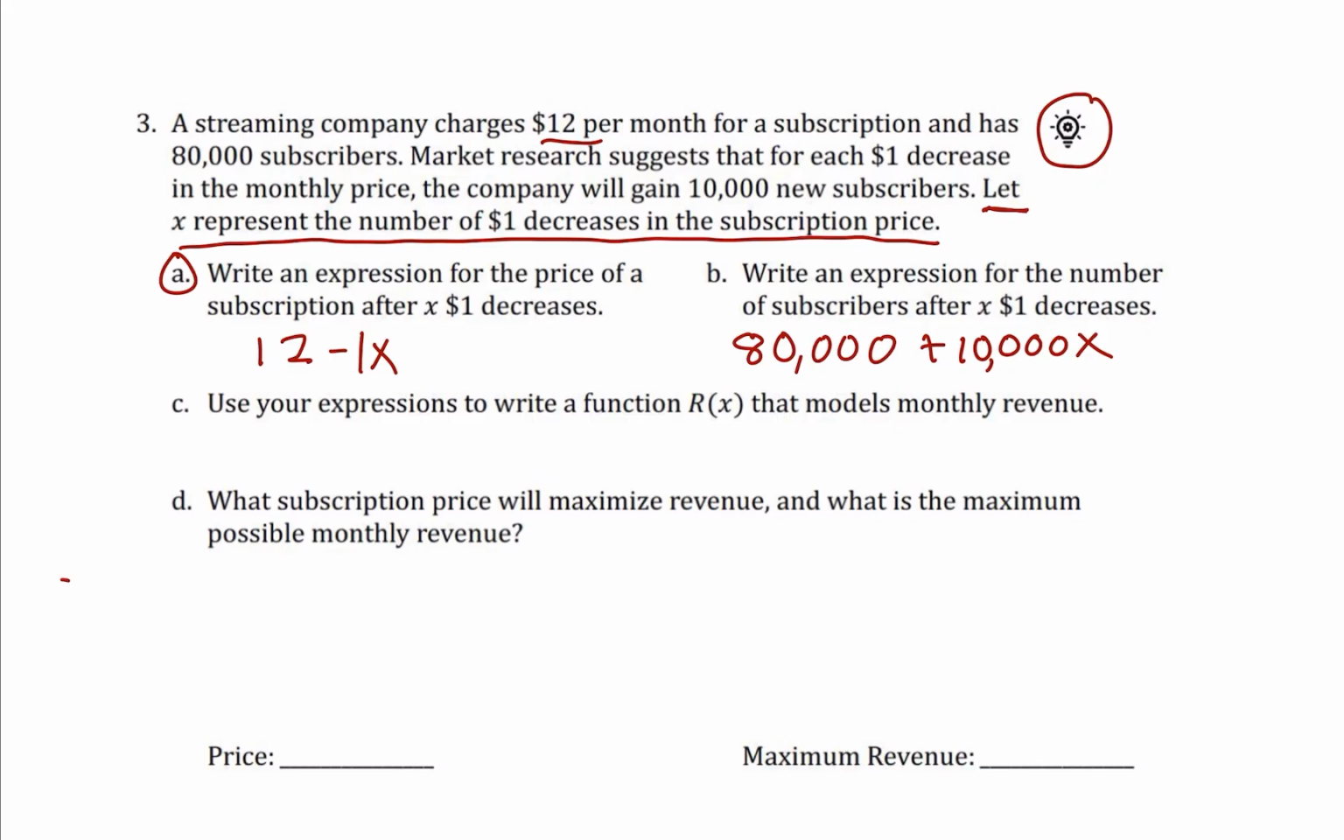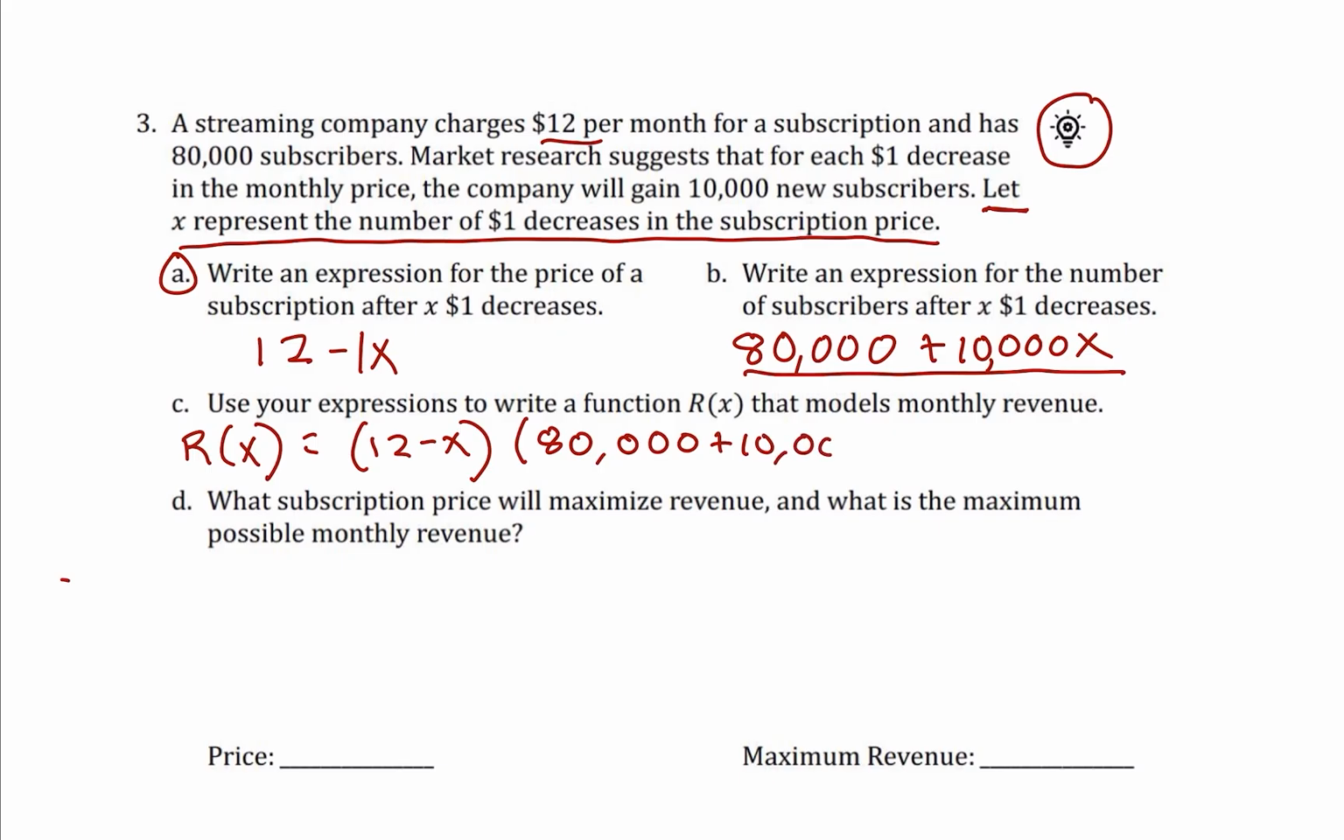So now we're going to say the revenue that we have, the revenue is a function of X, and revenue is always the total amount of money that you take in as a business. And the way we get the total amount of money is we take our price, the 12 minus X, times this part right here, which is going to give us the total number of subscribers. So we're going to have 80,000 plus 10,000x. So this expression right here represents our total revenue, the price times the number of subscribers per month. So that's our monthly revenue.